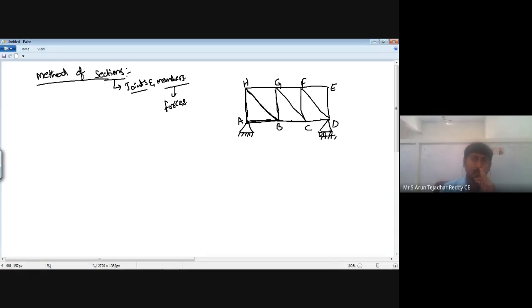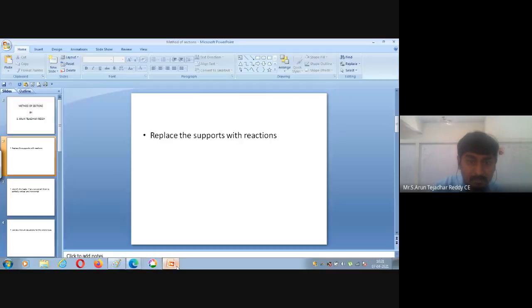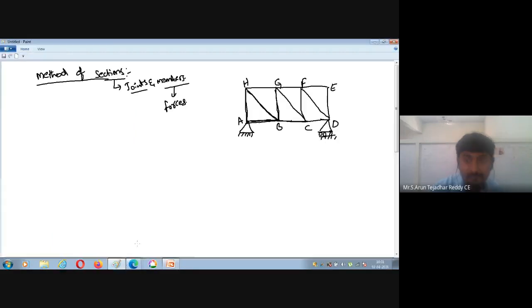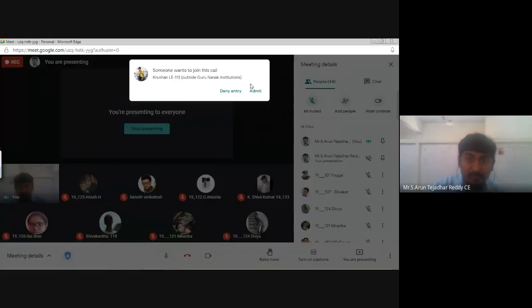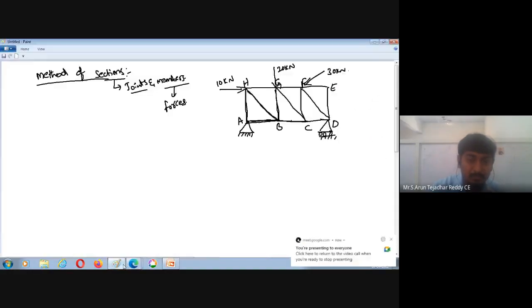So already you know how to take the joints, how to take the members. We have completed that in previous classes. Now see, the first step is replace the supports with the reactions. Maybe it is 10 kilonewton load acting here, and here 20 kilonewton, and here. This is just an image, one of the examples. This is not a perfect section. I am just giving one example to you.